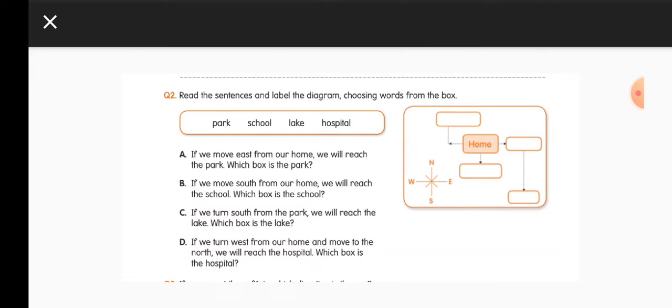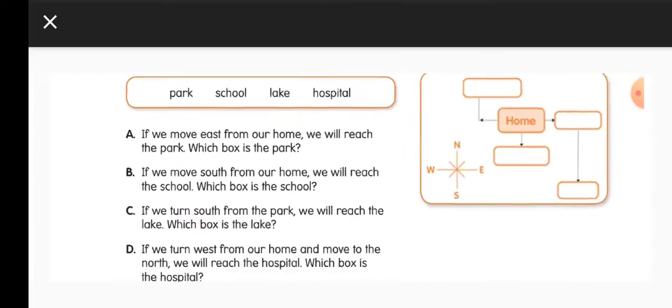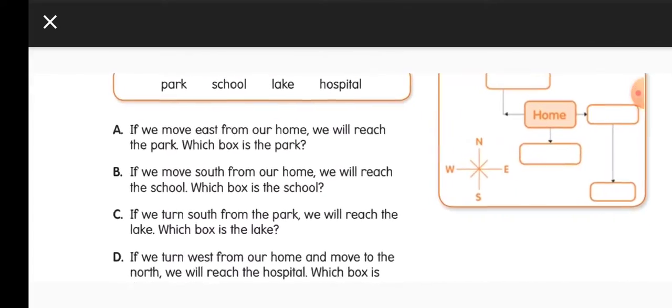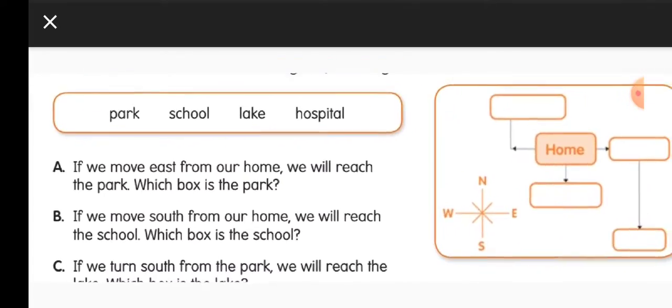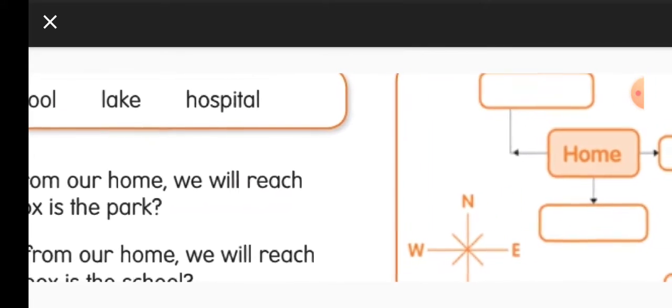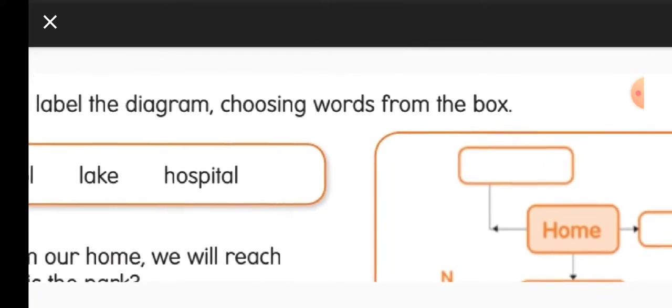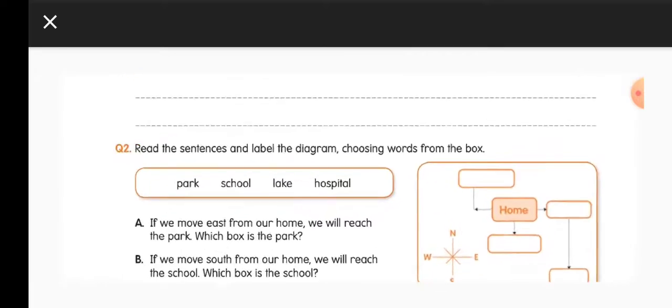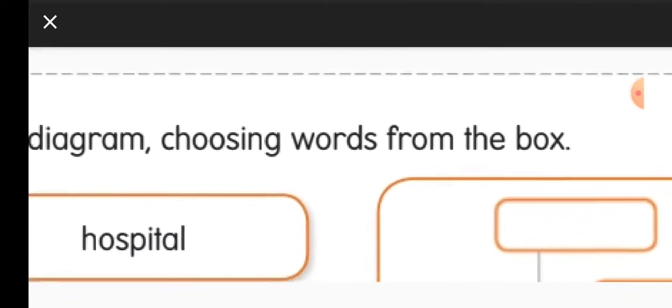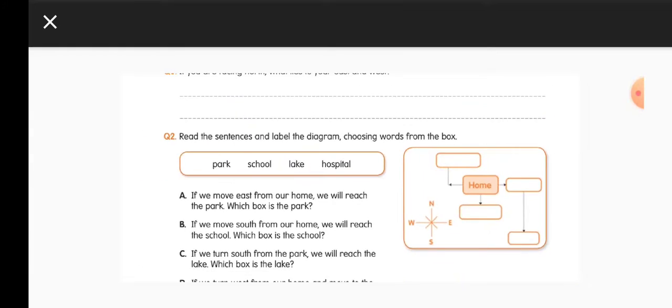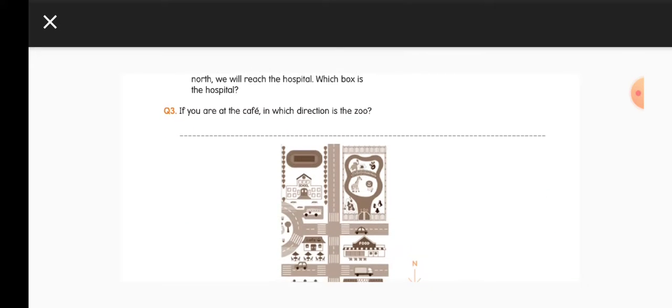Next, if we turn west from our home and move to the north, we will reach the hospital. Okay, this is home, and if we turn west from our home and move to the north, we will reach the hospital. Then this is the box which is in the north, and this is hospital. So write HOSPITAL, hospital, right?